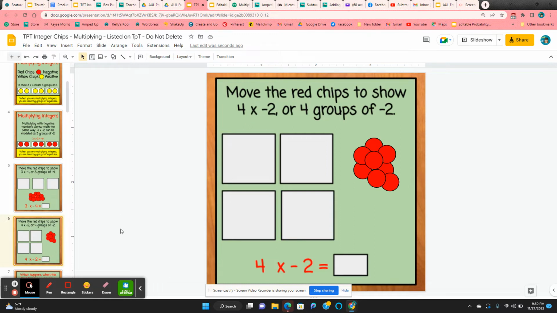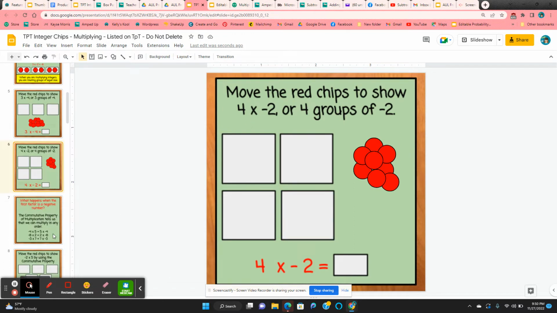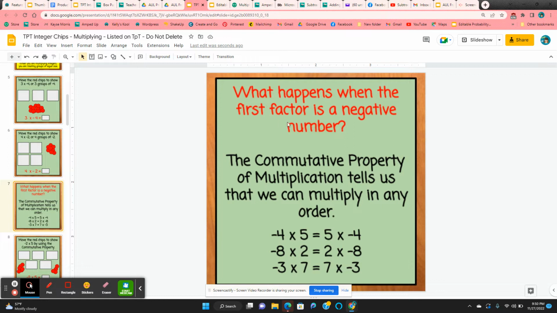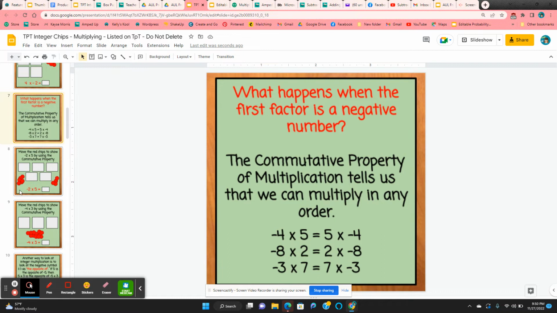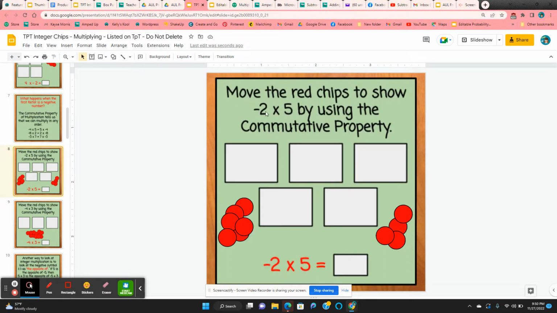And then they're asked to do another one, 4 groups of negative 2. And then what happens when the first factor is a negative number? Well, the commutative property says it doesn't matter what order we multiply. So if we have negative 4 times 5, we can just switch the order, and we have 5 groups of negative 4. So on the next one, they can switch the order, 5 times negative 2, and then they're going to be putting 2 red chips in every one of the boxes and give the answer at the bottom.